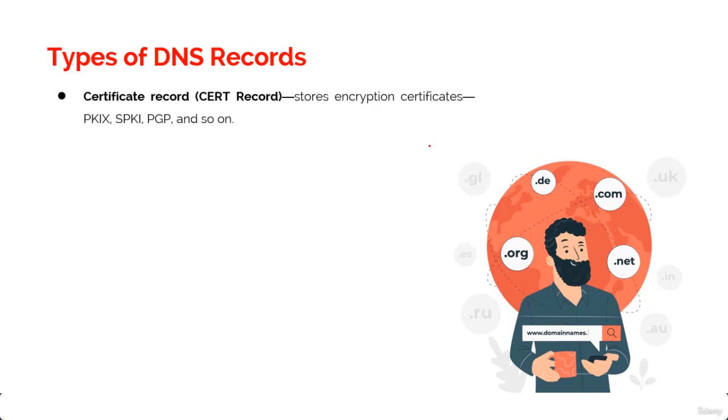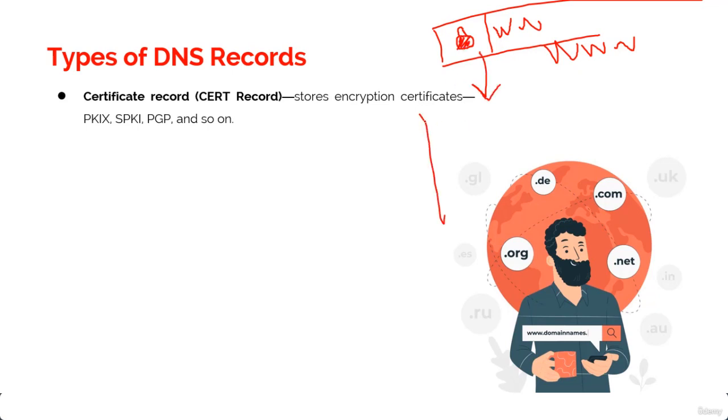The next is the certificate record, that is the CERT record. The certificate record stores encryption certificates, for example, PKIX, that is public key infrastructure, SPKI, PGP, and so on. Now, when you go to www.google.com in the browser, in the web bar, there is a small lock here if the website is protected. When you click here, there is a box which tells you that a certificate is stored. Now, where is this certificate stored? The certificate is actually stored in the certificate record.